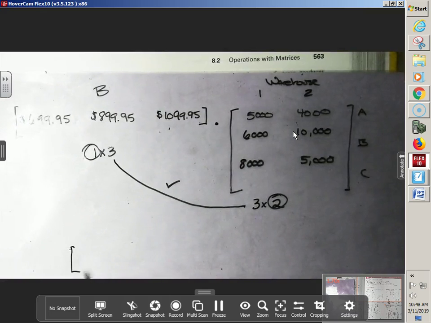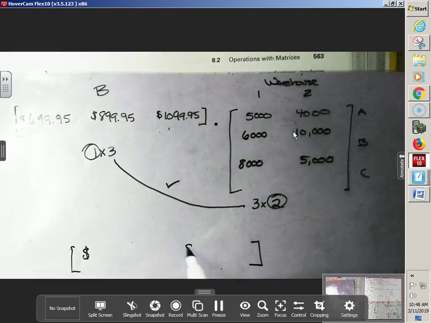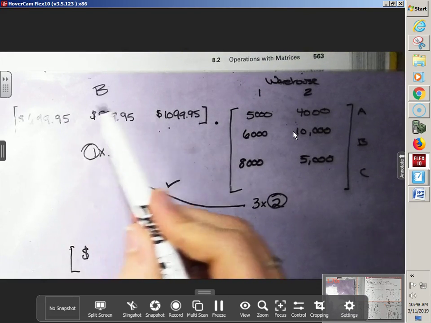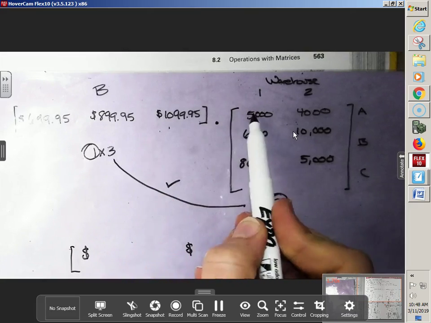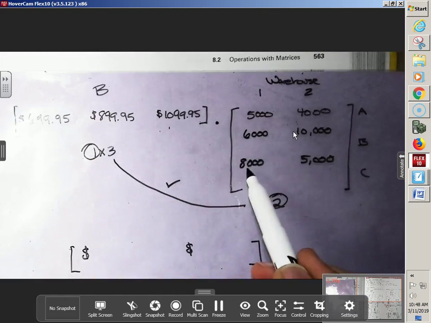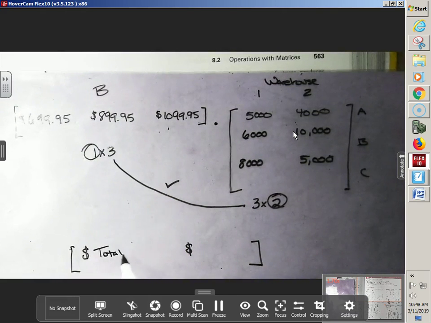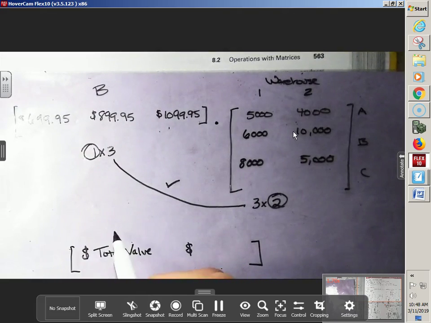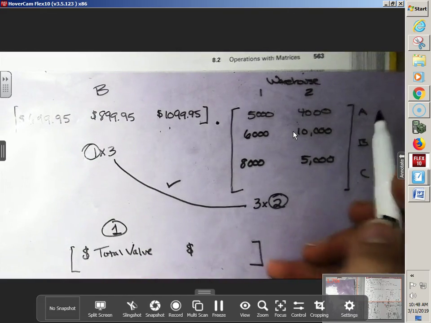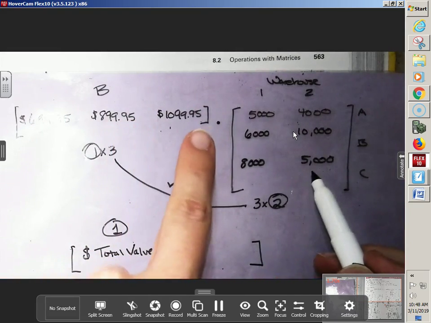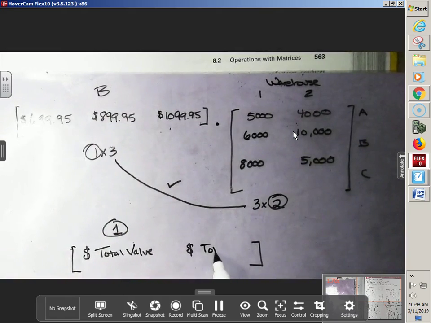Yeah, because if you guys realize what Joe's saying, we're going to get two different prices. We're adding money together. We're going to get two different totals. One total is going to be all the version A's value plus version B's value plus version C's value. So that's going to be the total value of merchandise in warehouse 1. And then when we go cross over down, aren't we going to get the total value of A's plus B's plus C's? We're going to get the total value of merchandise in warehouse 2.